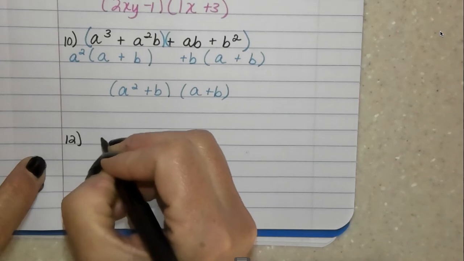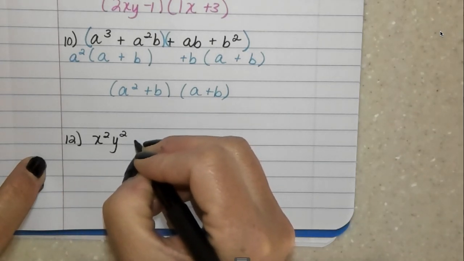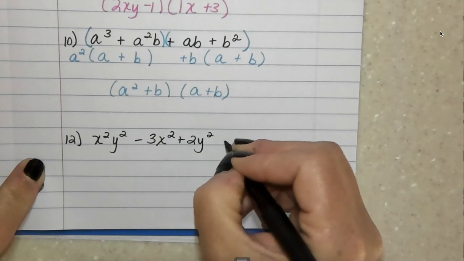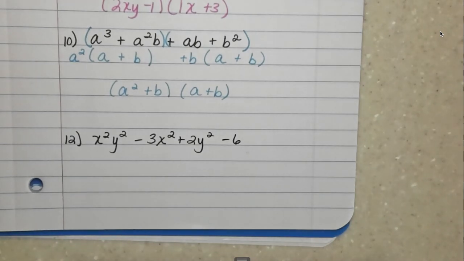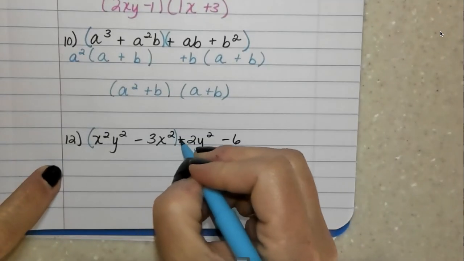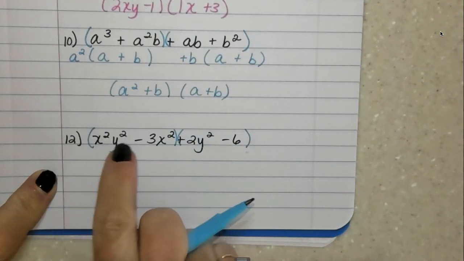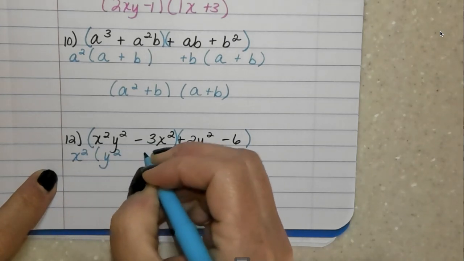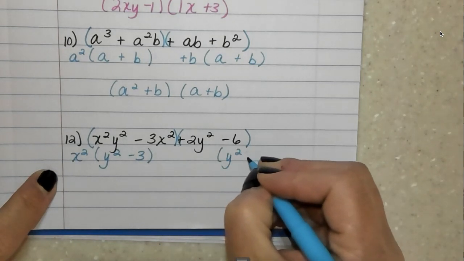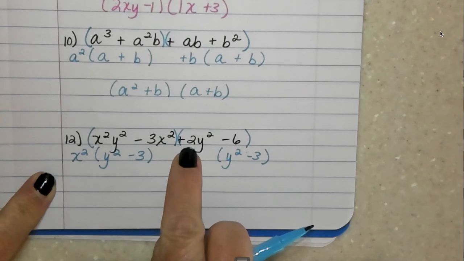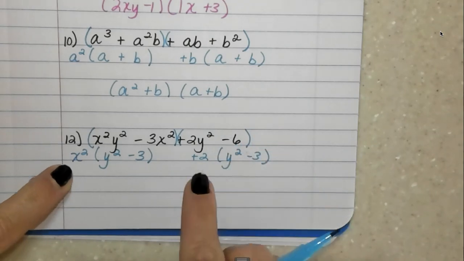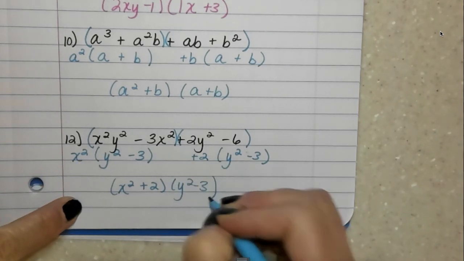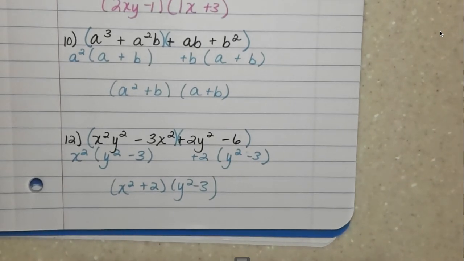Number 12 says x squared y squared minus 3x squared plus 2 y squared minus 6. Can't factor anything out, but it's 4 terms. 4 terms is groups. Group these fellas and these fellas. You see, he can give x squared and he can give x squared. That comes out, leaving behind y squared and a minus 3, which is what we want to have left over here. That means I'd have to take out a positive 2. Outside stuff. Inside stuff. Done. Factored. Cool.